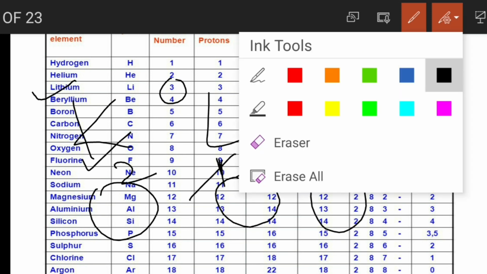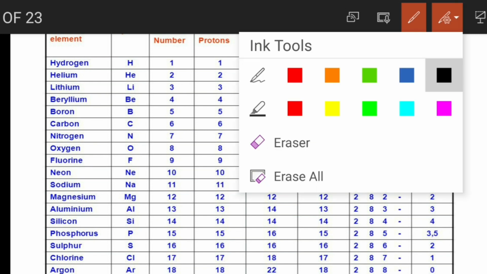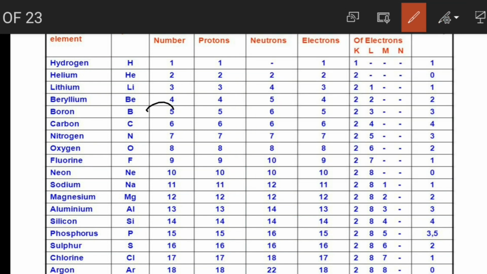That's why the electronic configuration will be 2, 1 but the valency will be 1. Okay, we can identify the 2, 1 but the valency is 1. Same if we take another example like aluminium. Let's take aluminium. The atomic number is 13.